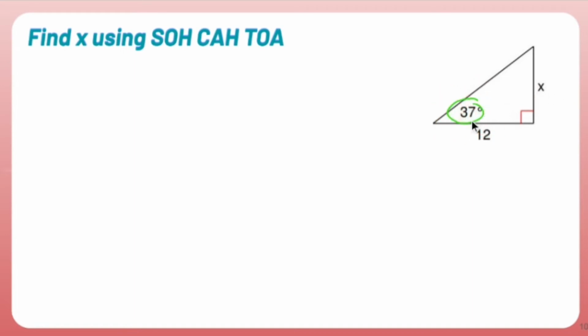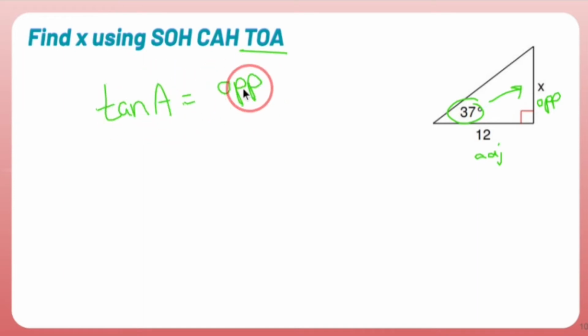I have an angle, and I'm going to compare these sides to that angle right there. X compared to 37 is an opposite side. 12 compared to 37 is adjacent, and the side that I don't care about is a hypotenuse. So I need to pick the one that cares about opposite and adjacent, and that's TOA. So what TOA stands for is tangent of an angle equals the opposite over the adjacent side.